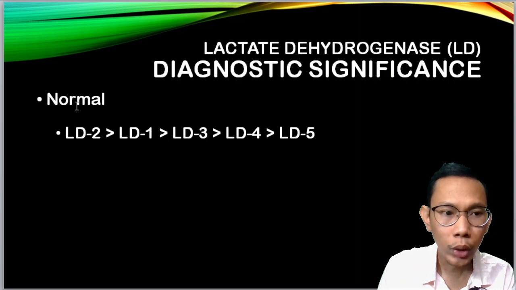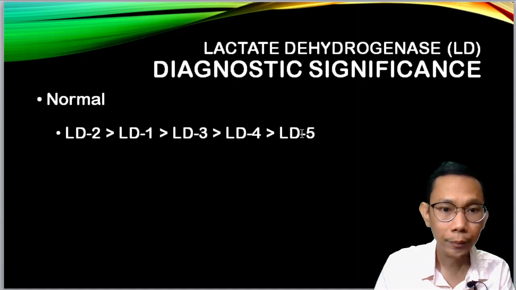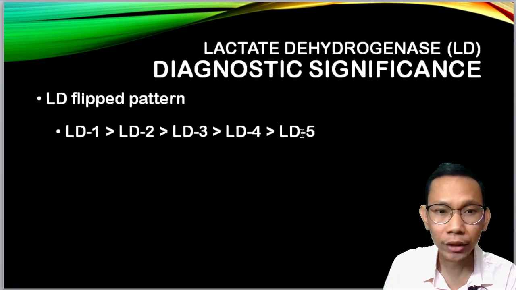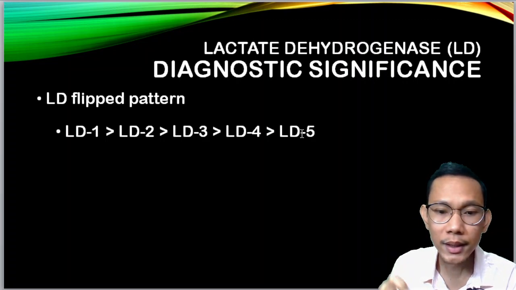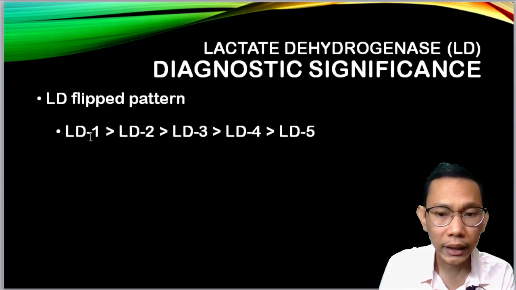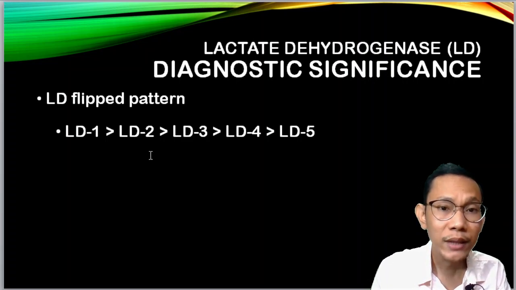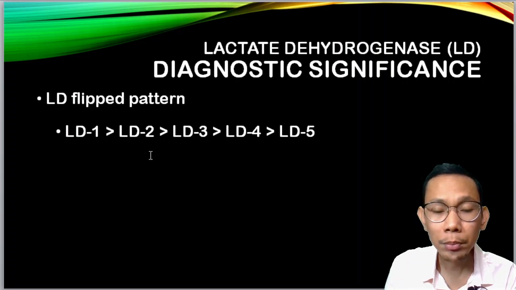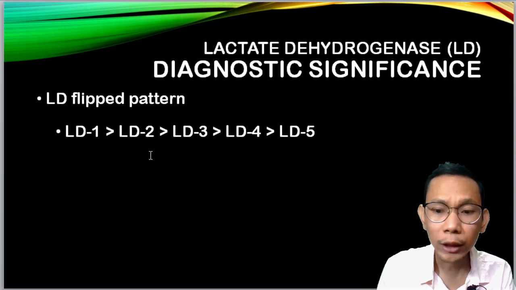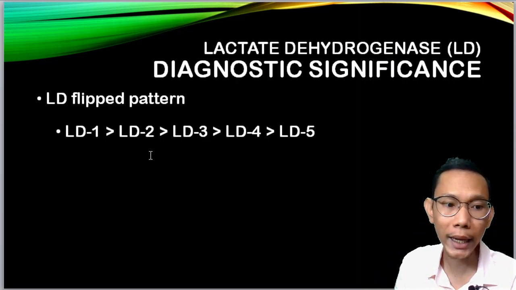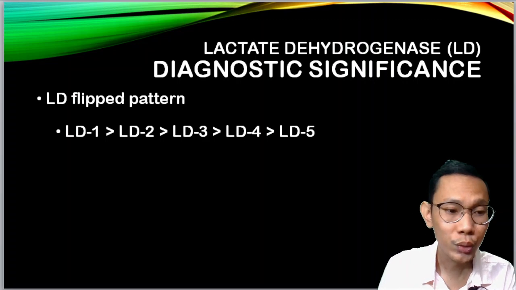So again, the normal one, you have LD2 greater than LD1, then followed by 3, 4, and 5. If we have an LD flip pattern in certain conditions such as acute myocardial infarction and intravascular hemolysis, the serum level of LD1 will increase to a point at which it is present in greater concentration than your LD2. This flip pattern is suggestive of acute myocardial infarction. However, LD is not specific to cardiac tissue and it's not the preferred marker for the diagnosis of AMI. Kasi nga, your LD is located in various tissues.